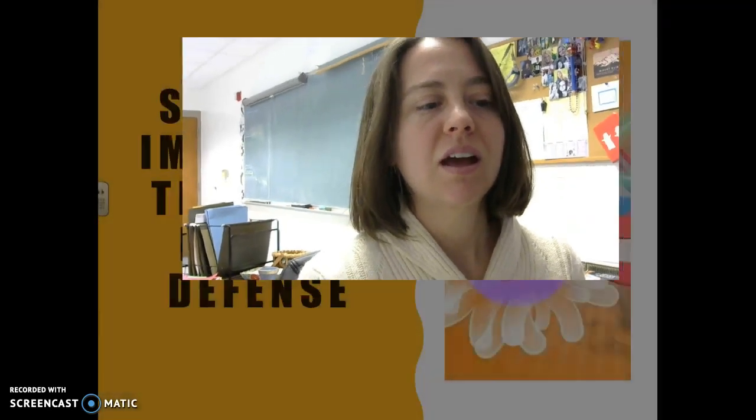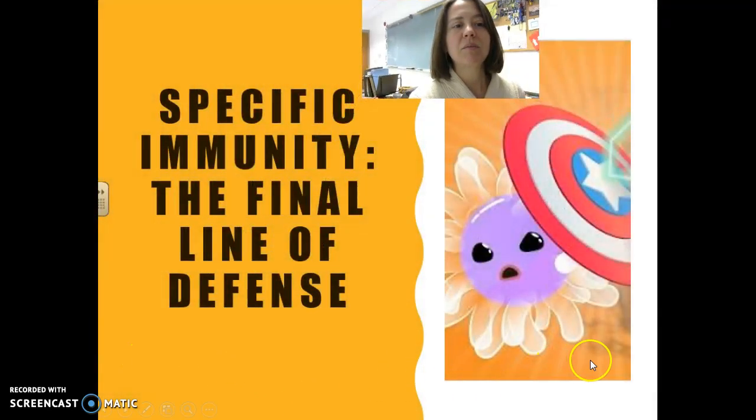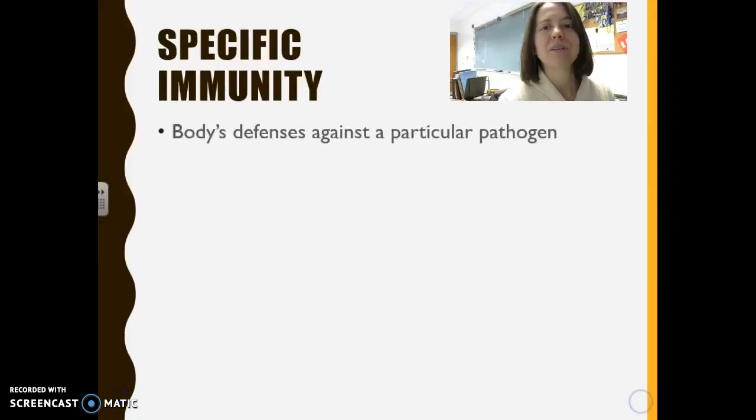This is the Lymphatic and Immune System, Chapters 16 and 17, and we are talking about the immune system, Part 2. Today we are talking about specific immunity, which is the final level of defense. Specific immunity is your body's defenses against a particular pathogen. Unlike your non-specific immunity, it only works on one pathogen as opposed to working on all pathogens like a blanket statement. And it depends on antigen recognition.